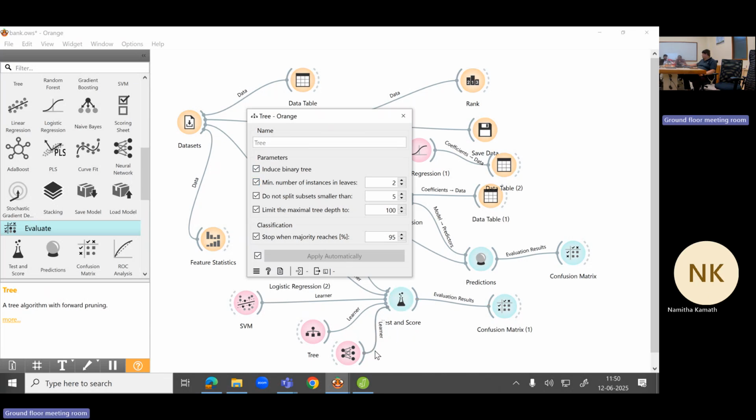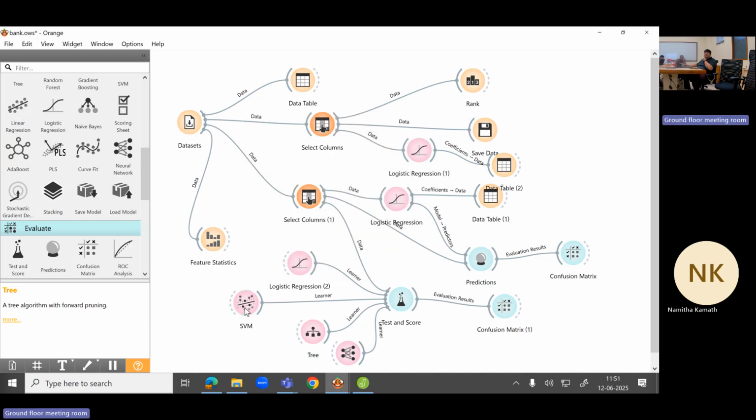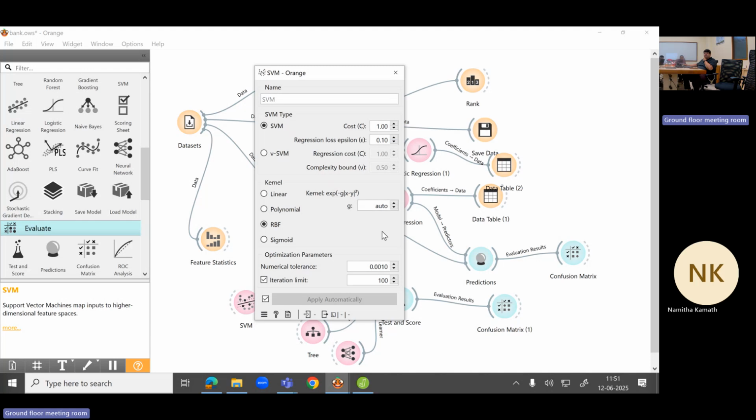But sir, for classification, they have set it as 95%. Yes, that's okay. In tree, the same thing applies, because the moment I change something here, it will also affect the results there. SVM also has so many parameters.